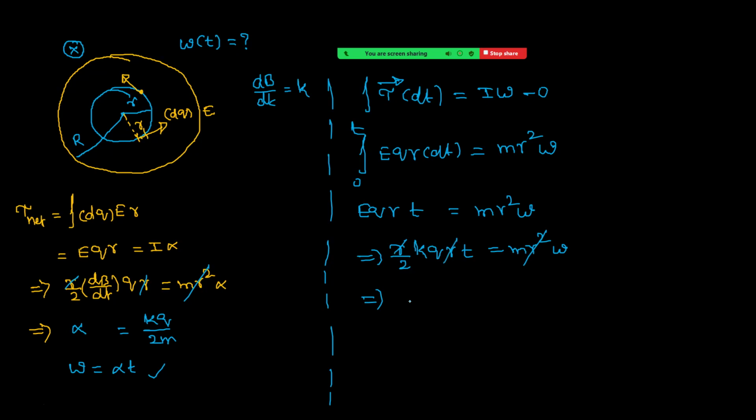R squared gets cancelled. So omega equals kq into t by 2m. So either by calculating alpha and then using kinematics, we can find omega. Otherwise, using net angular impulse equal to change in angular momentum. So you can solve in either way, right? So I hope you got clarity.